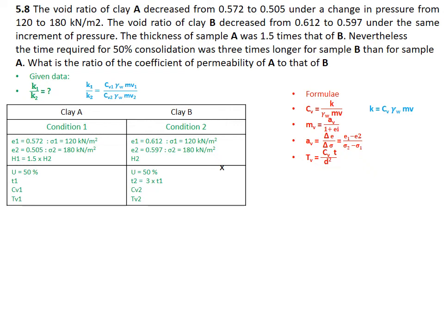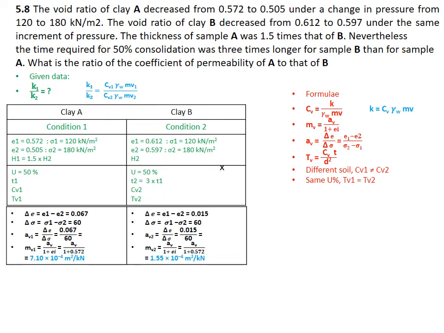Now for this, we should know the value of T, which we can find out using the formula for U. So we'll solve this question also in the tabular format. So first we'll go for the calculation of mv. For that we'll calculate delta e, delta sigma. Then using the av formula, we'll find av1 and av2, and then next we'll calculate mv1 and mv2. So these all are straightforward calculations using the given data. So we have mv1 and mv2 to put into the final formula.